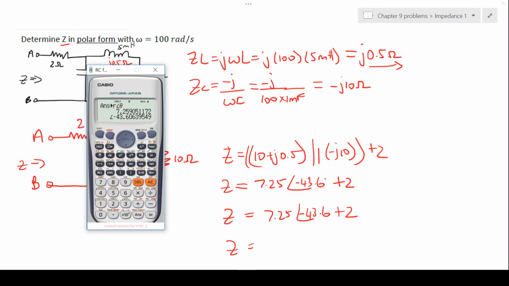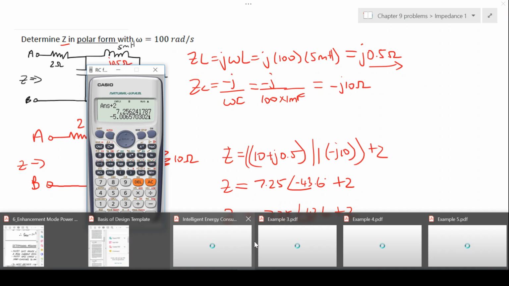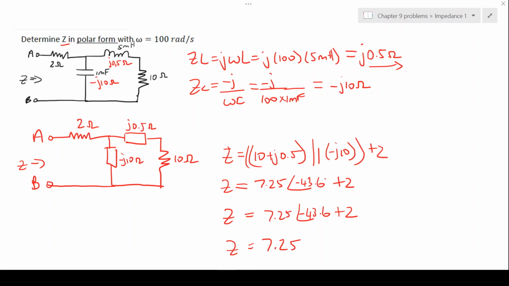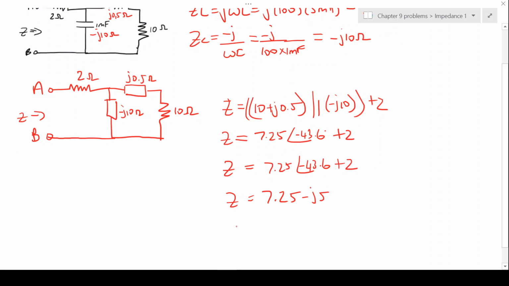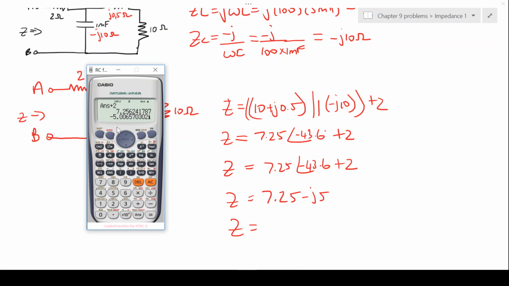which will sum to 7.25 minus J5. And if we get that in polar form, it'll give you a final answer of 8.81 angle negative 34.6.